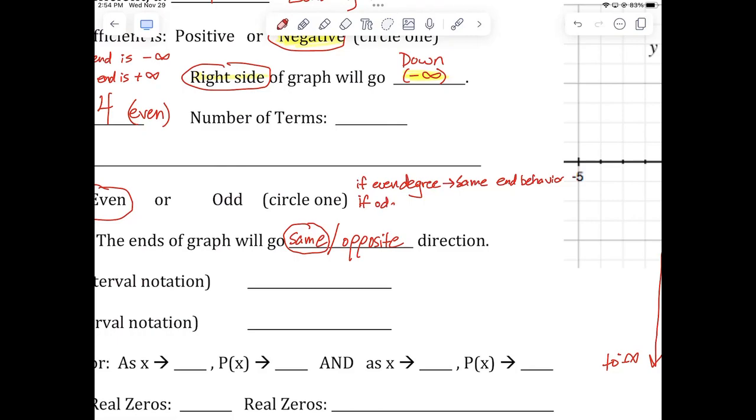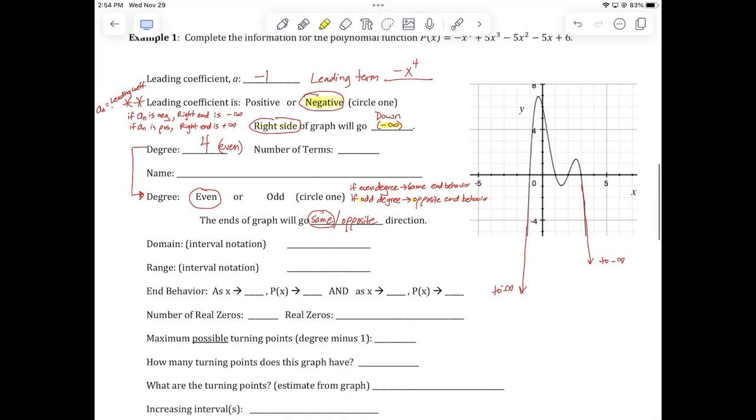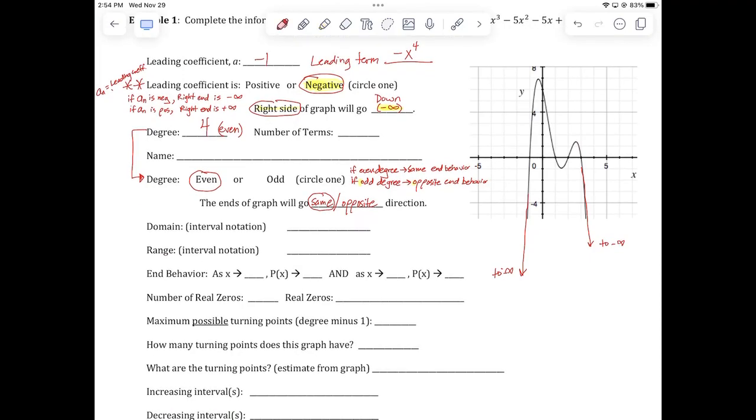If it's an odd degree, if your largest exponent happens to be an odd number, then you're going to have opposite end behavior. Now that one's a little easier to remember because the word odd and the word opposite both start with what sound? Odd, opposite. Easy to remember. Odd, opposite, opposite direction. So if you want to know the end behavior, let's jump down to the end behavior now. It makes sense to answer the end behavior question next.